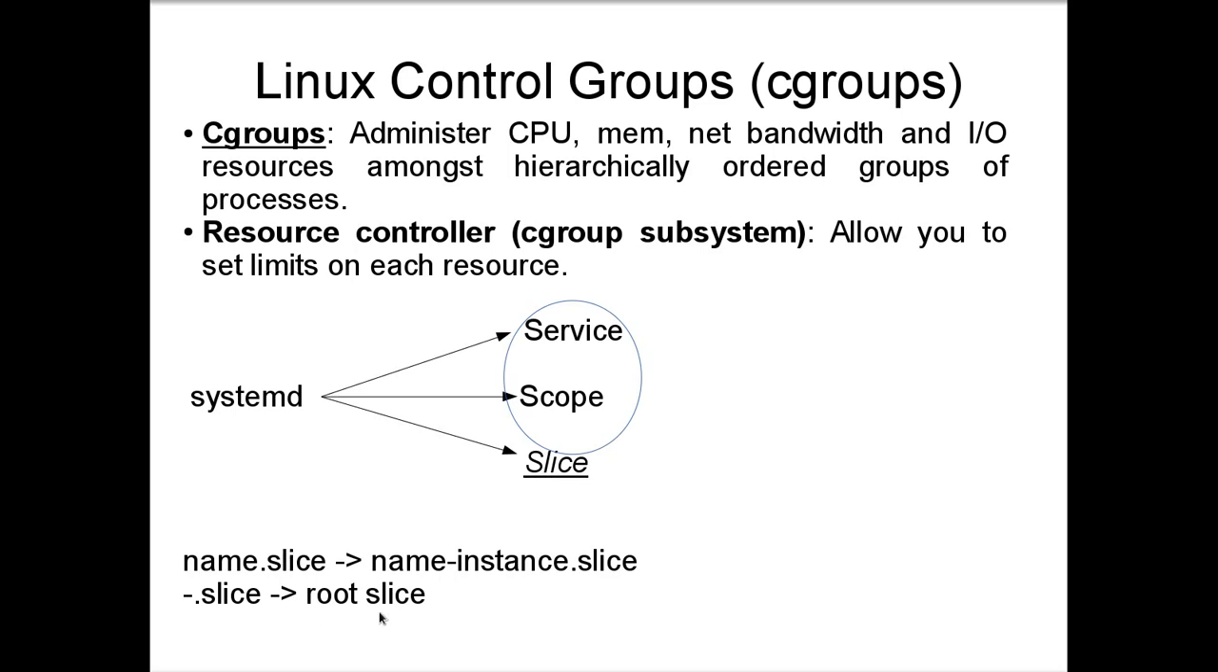Slices, the blueprints for holding a hierarchy of processes, are named in a way that hints at the hierarchy. So for example, we can see here that the slice name-instance.slice should be a child of name.slice. And of course, -.slice is the root slice.